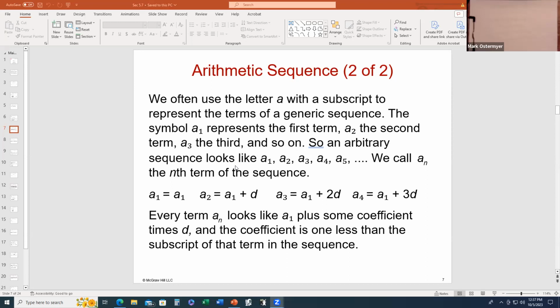So an arbitrary sequence looks like A_1, A_2, A_3, A_4, A_5, ... We call A_n the nth term of the sequence. Notice the first term is A_1. The second term can be obtained by adding to the first term the common difference. True? Okay, in fact, I want to show you something here.